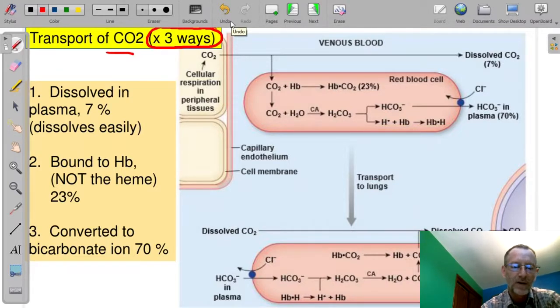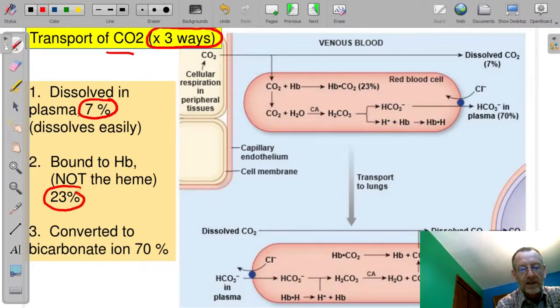Carbon dioxide is transported three ways. Some of that dissolves easily in the plasma. And now we have about 7%. So that's one way. 7% of the carbon dioxide just dissolves in the watery plasma. About 23% of the carbon dioxide that's transported binds to hemoglobin, but it does not bind to the heme. It binds to amino acids, which I'll abbreviate as, well, let's just spell it out. I was going to say AA.